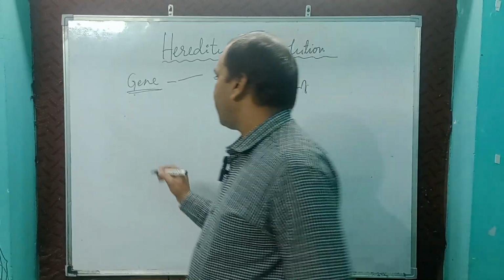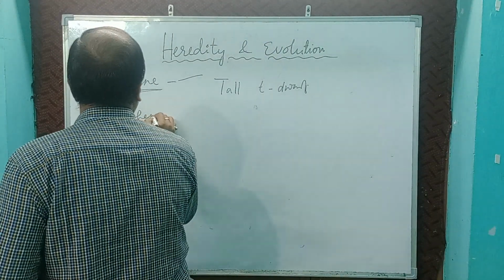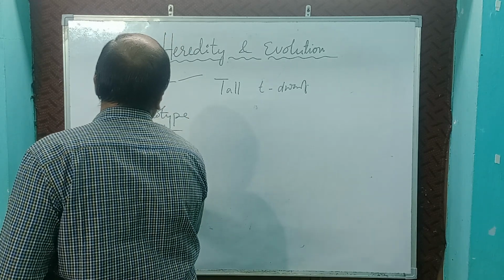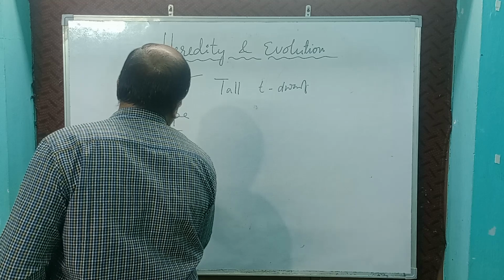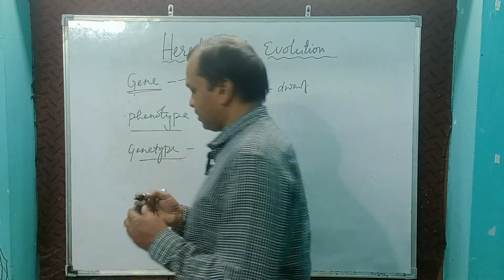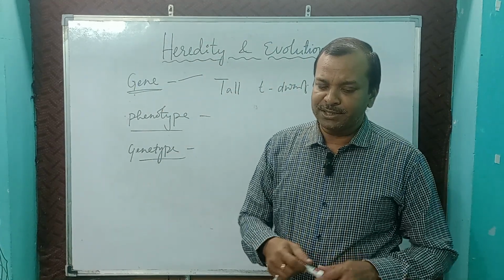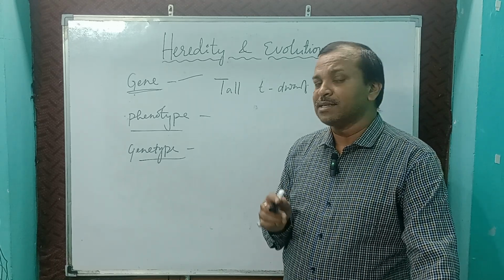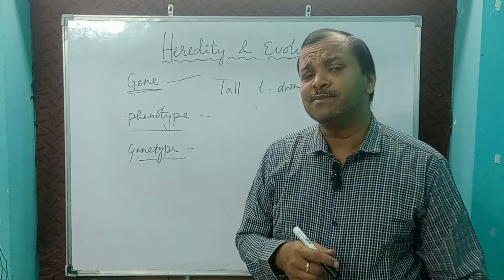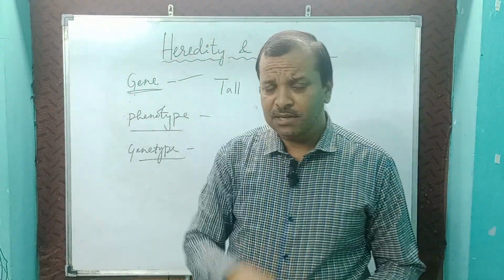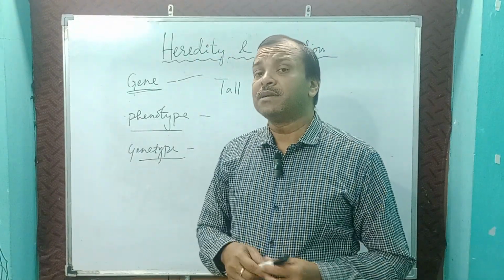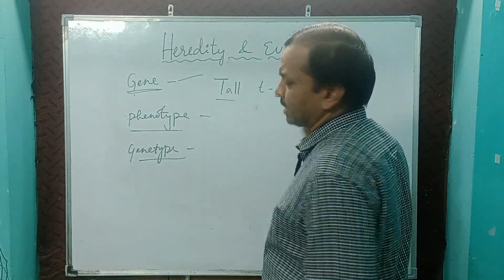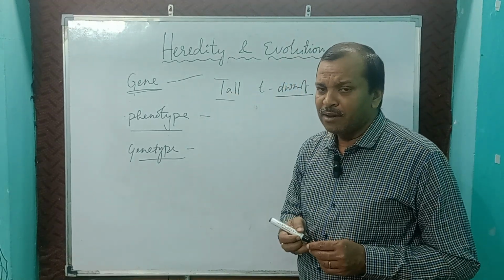Next one is phenotype and genotype. What is phenotype and what is genotype? Phenotype means it refers to the observable appearance. Observable appearance means what you can observe, what you can see. Suppose tall you can see, dwarf you can see, yellow you can see.